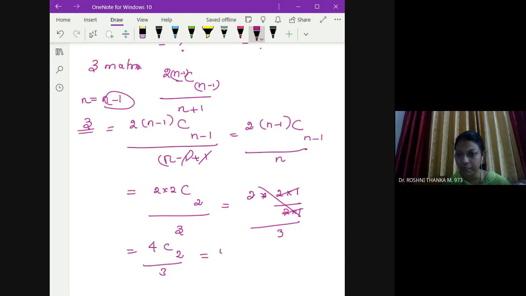This can be written as 4 into 3 divided by 2 into 1. You might have learned it from your maths class, right? So we can write 4 into 3 and this 2 into 1. So this 3 and this 3 will be cancelled. So we'll be getting 4 divided by 2, and it will be 2. So two possible ways of parenthesization when we have three matrices.